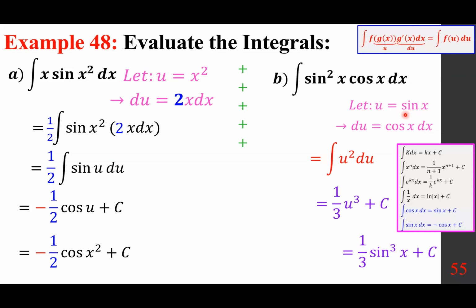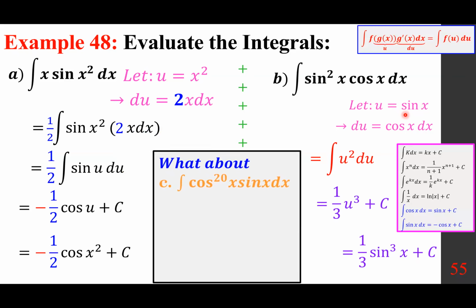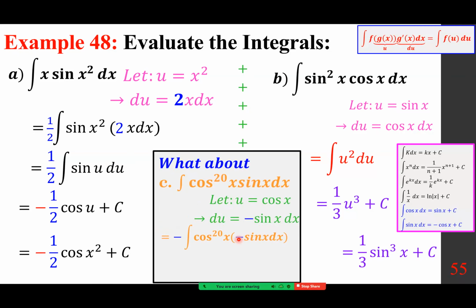Just to make sure we really are comfortable with this concept, if you look at this one, this time cosine has the exponent 20, and that's the choice of u, and its derivative is negative sine x. So du is negative sine x dx. We're going to rewrite this. When we do that, we need to put a negative sign here, which means multiplied by -1, and undo it here. The product of these two cancel each other. They give us just +1.